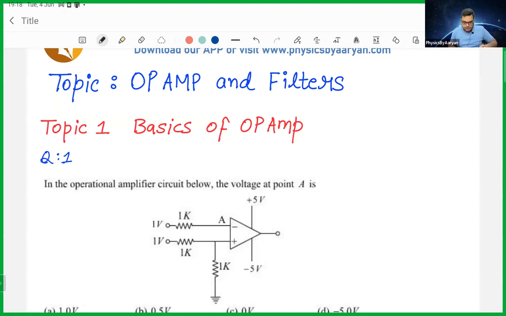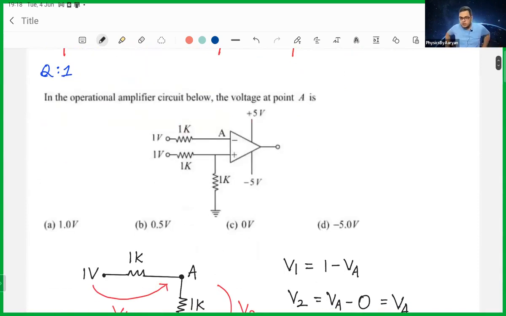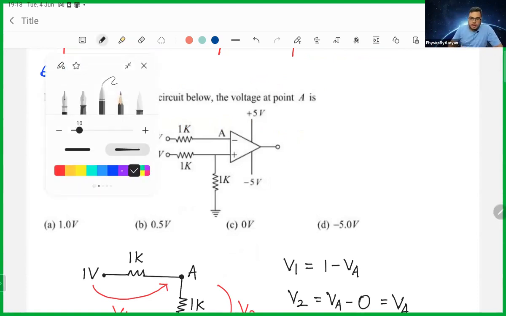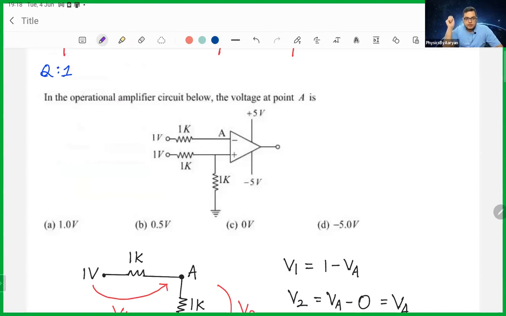So number 1 is the basics of OPAMP question, and it is something like this. You have a circuit, and this is your OPAMP circuit. In this OPAMP circuit, they are asking what is the voltage at this point A. Now, according to the OPAMP rule, it is known as the principle of virtual ground.